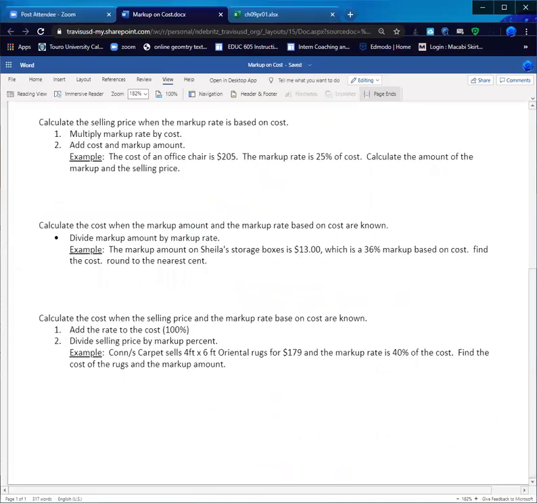We have two more examples. We are going to calculate the cost when the markup amount and the markup rate based on the cost are known. The first step would be to divide the markup amount by the markup rate. So the markup amount was $13. This is how much more they sold the chair for than they purchased it for. I'm going to divide that by the rate, which is 36%. And that is going to give me $36.11, and that is actually the cost. It was $36.11 to purchase it.